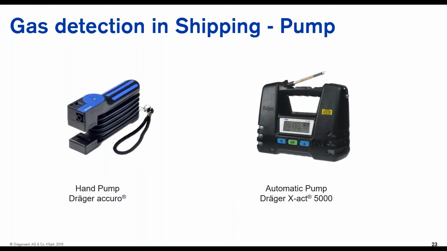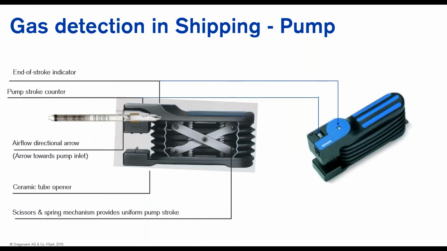So over here, we are going through the two products themselves. We have the manual pump, the Accuro pump, and we also have the automatic pump XZ5000. The Accuro pump itself is designed for simple operations. If you look at the exterior, there are two areas that users need to take note of. One is the end of stroke indicator, and the other is the pump stroke counter. In the later part of the webinar, I will go through how to do a single stroke, and probably from there you will see how easy the Accuro pump is to use.